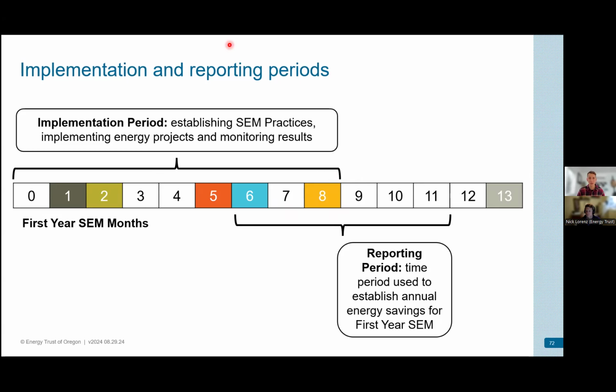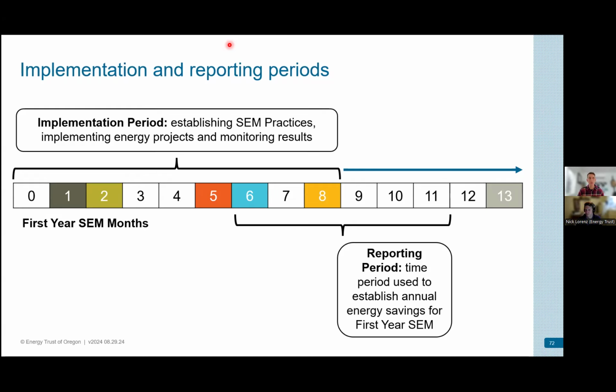The other thing I just want to call out is the implementation period. We don't want you to stop establishing SEM practices or doing energy projects just because you're out of your implementation period. So I like to put this little blue line on there because in reality, even if you get a project done at the very end of the reporting period, you may not get full credit for it in this SEM program, but it would just roll right over to the next year. So if you stay in the program, you would get credit for that project next year. So yeah, there's always a way to kind of pick those up.